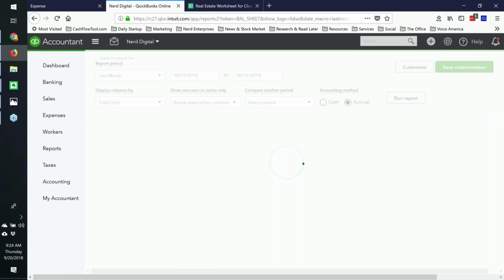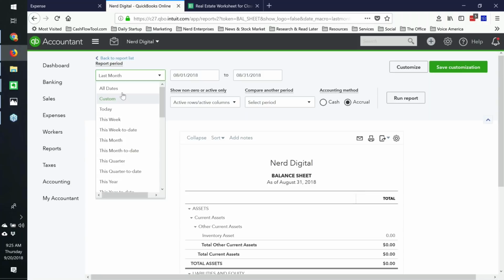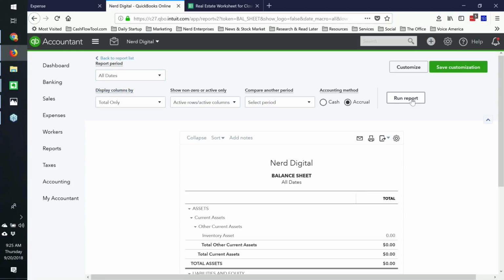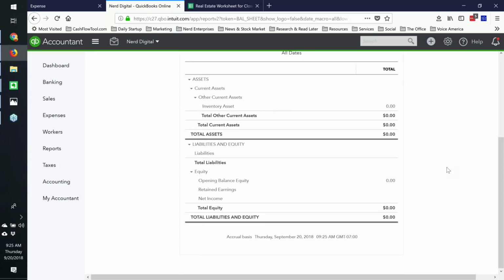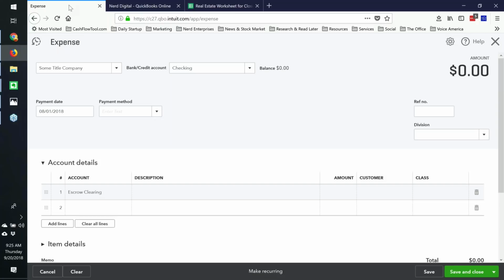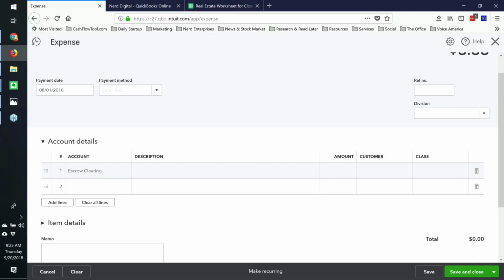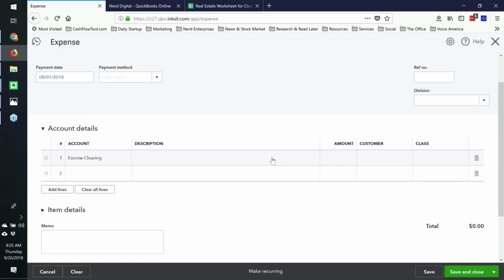And since we're looking at a blank company with no history, I'm going to just run it for all dates, just so that it's absolutely certain anything I post will be reflected on this balance sheet the minute I save it. You'll notice there's nothing in here, a couple of $0 items because of other videos I've done, and you can't delete those inventory opening transactions. So that's why those are there.